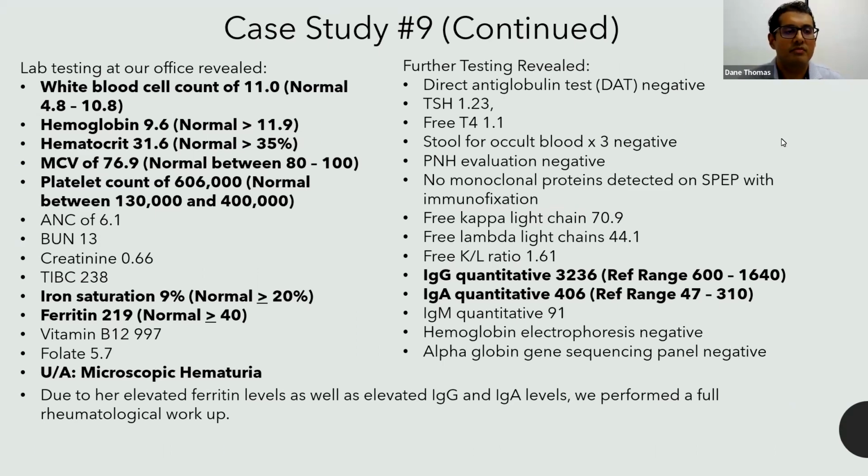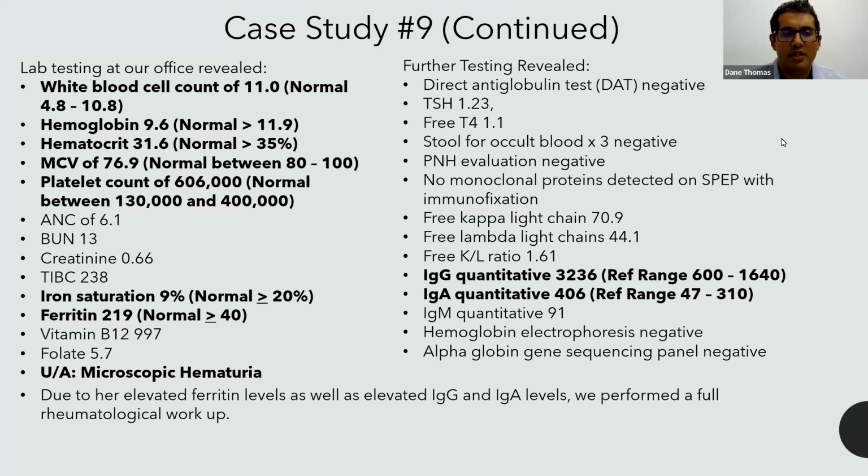We first did a full anemia workup, which revealed the following on the left side of this slide here. It confirmed the continued elevated white blood cell count, continued microcytic anemia, and reactive thrombocytosis, which actually is higher than what it was previously. Her iron saturation remained low at 9%, but her ferritin was elevated at 219. We also performed a urinalysis, which revealed microscopic hematuria.